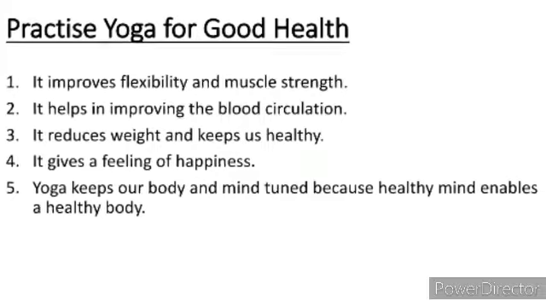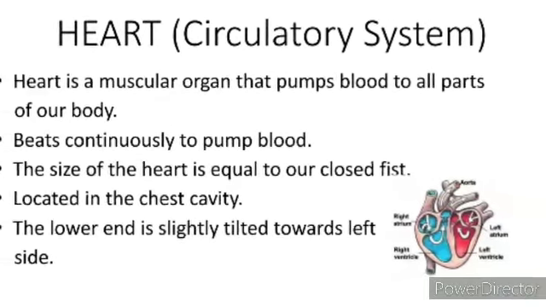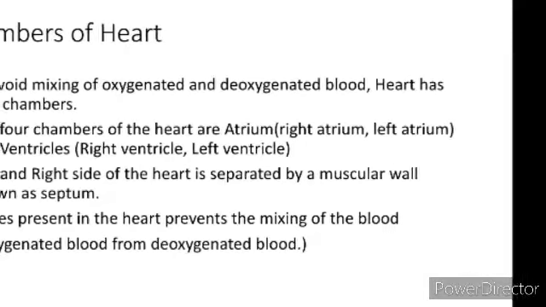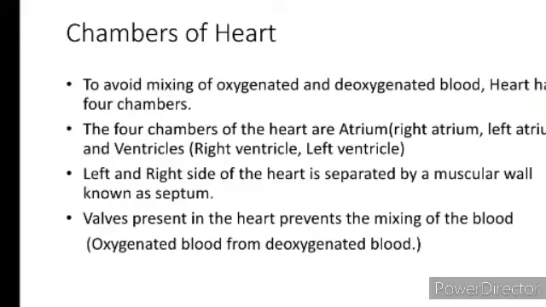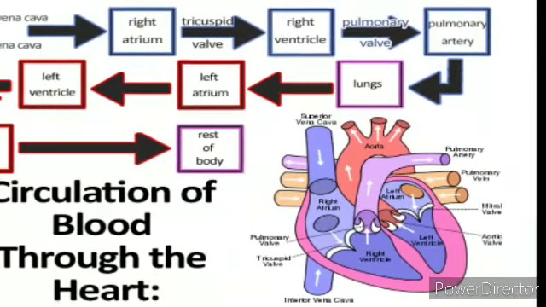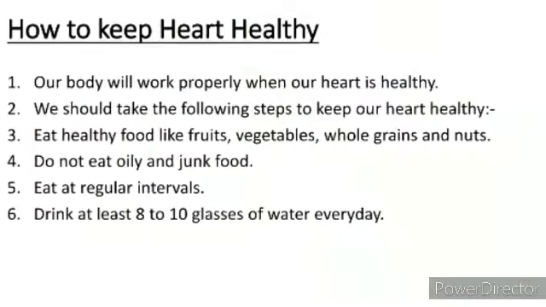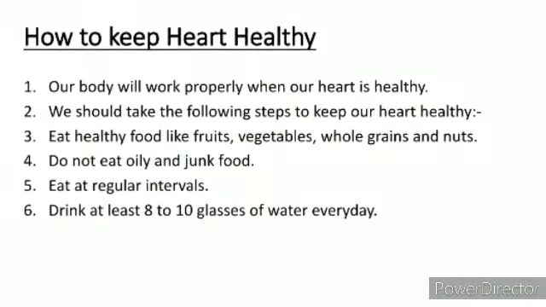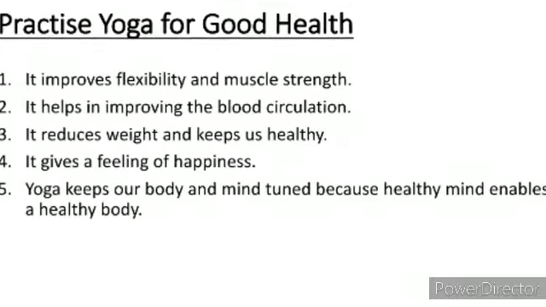Our body receives the blood. The deoxygenated blood is received from the entire body to the right atrium. Now the right atrium has tricuspid valves present between the right atrium and right ventricle. Now these tricuspid valves are present to prevent the backflow of the blood.